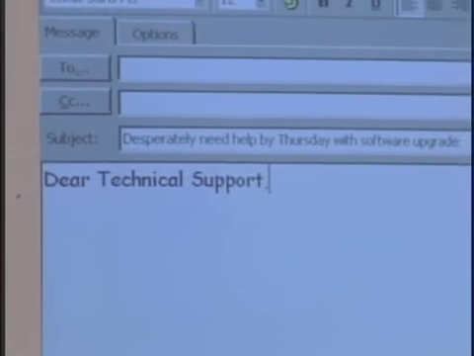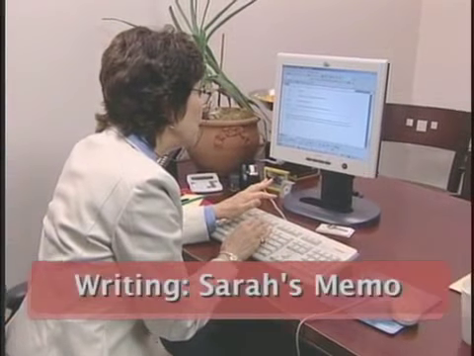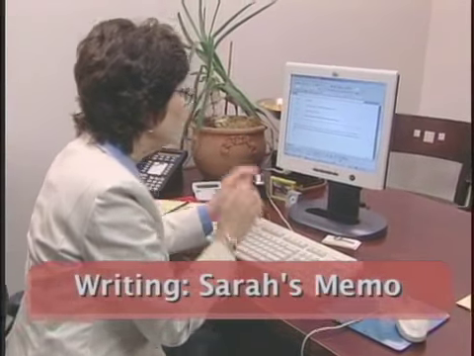Okay? Let's give it a try. I mean, this is a first draft after all. Dear technical support. This could be an attractive fund for employees with a diversified portfolio who are comfortable with more risk.